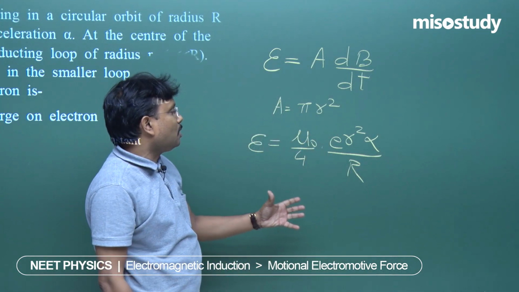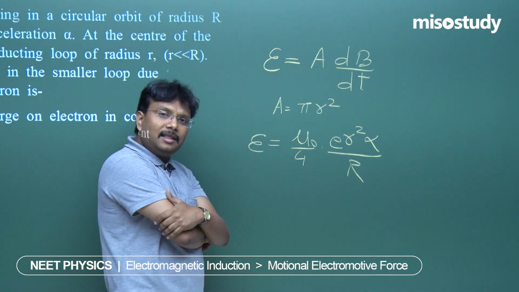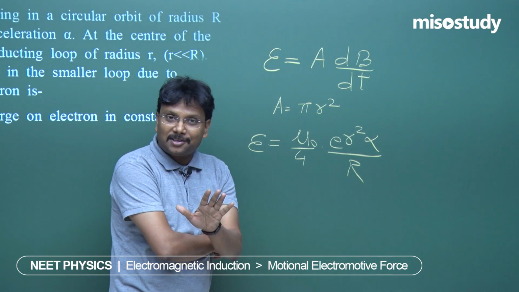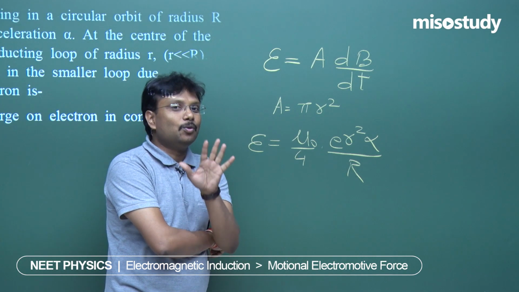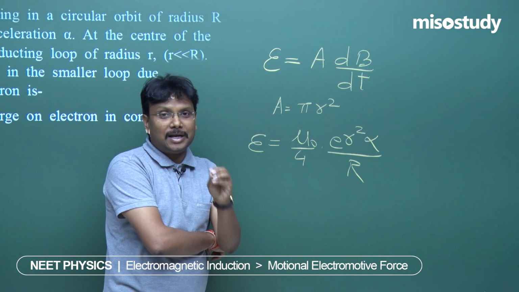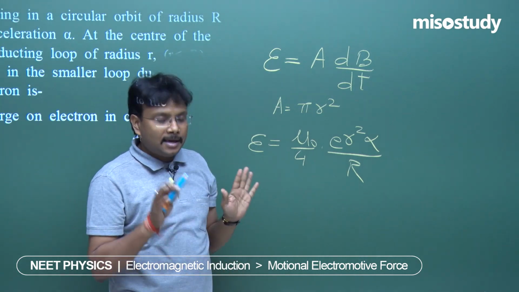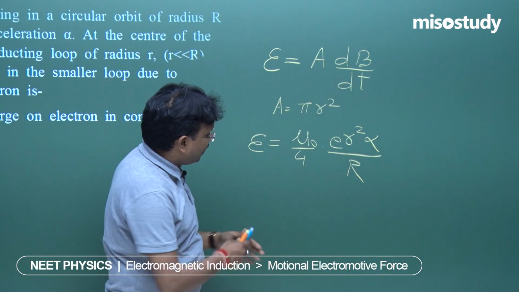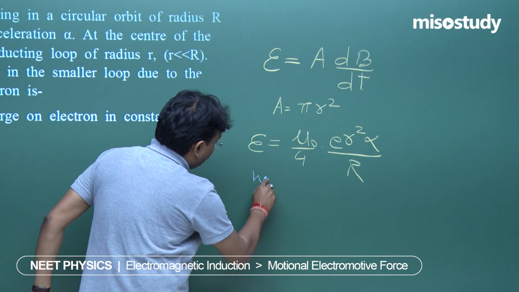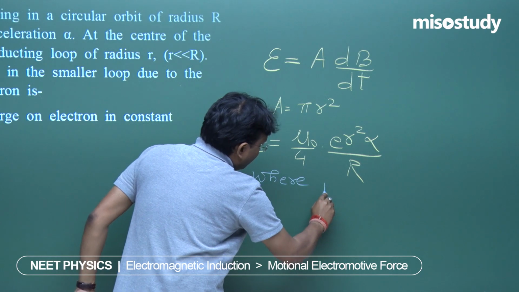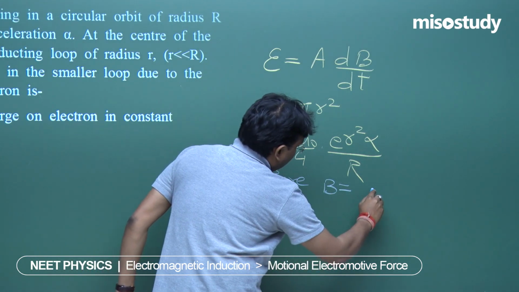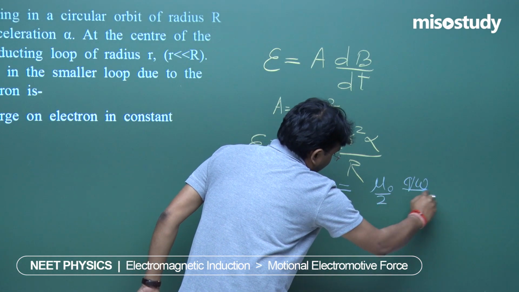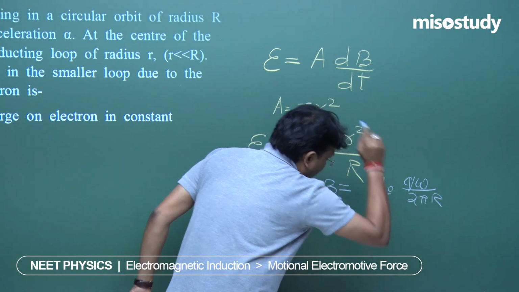Now, few of you will start thinking, what exactly is the expression of B? If any one of you is thinking like this, my simple suggestion is, please go through the videos of this particular chapter once again. But here I am going to help you out. I will mention the value of B. Fine. So, the value where B is equal to mu naught upon 2 into q omega upon 2 pi r.